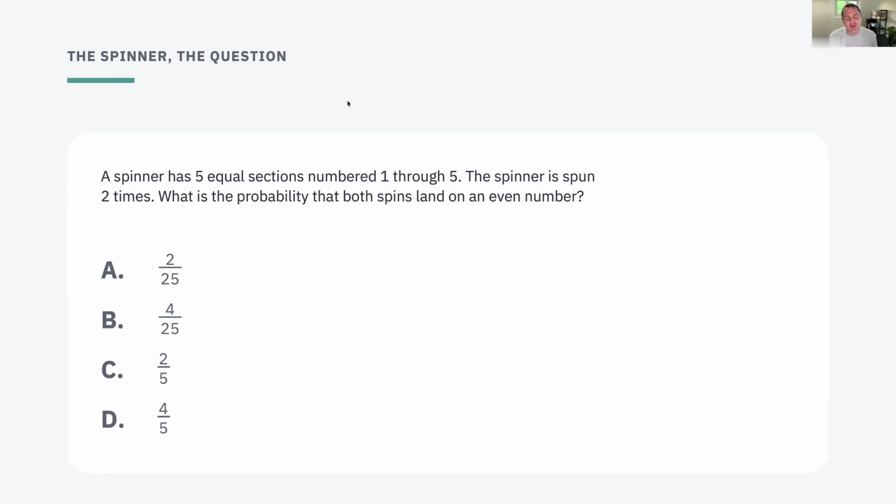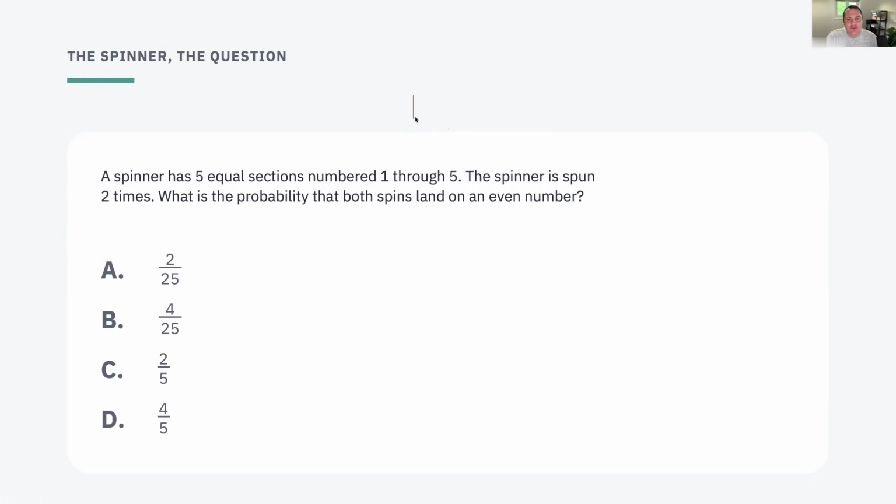This spinner question is inspired by real questions. Here we have a spinner having 5 equal sections, numbered 1 through 5. The spinner is spun 2 times. What is the probability that it lands on an even number? First, I'll pause and talk slow. If you want to pause the video and try it yourself, this is a good time to do that.